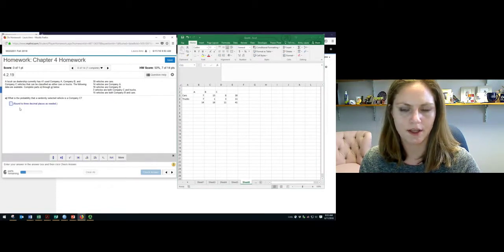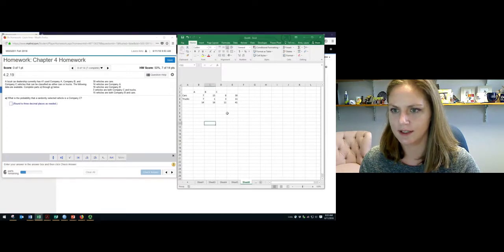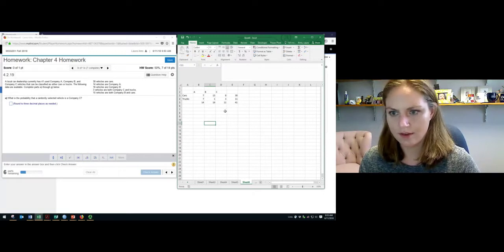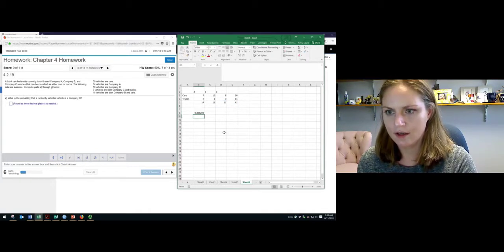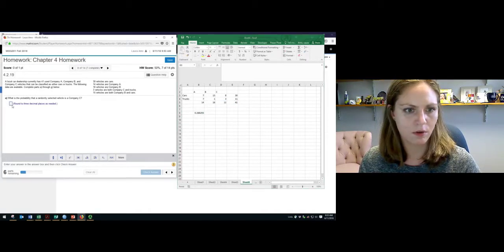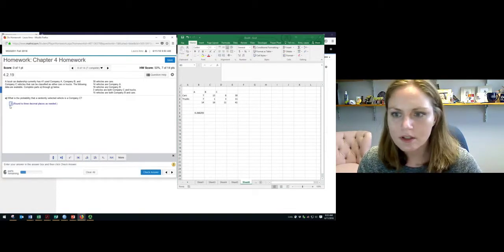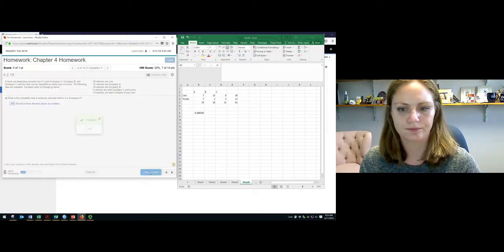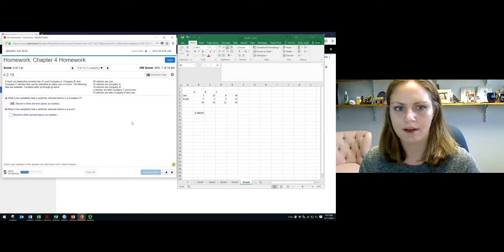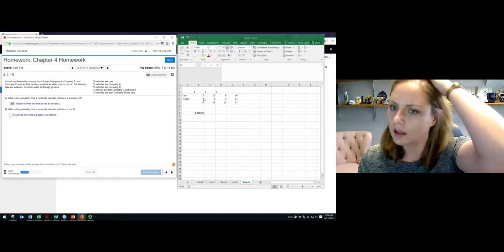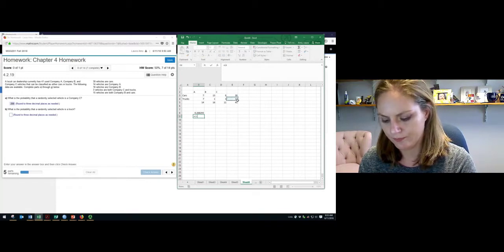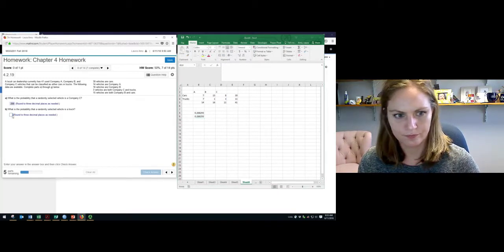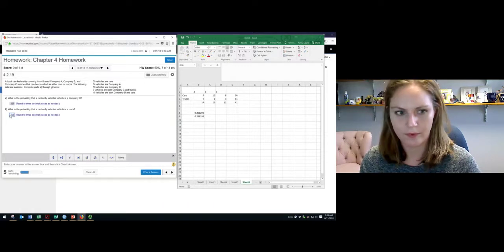So what is the probability that a randomly selected vehicle is company C? So of all the cars and trucks, 11 out of 41 are company C. So we just divide the total of company C into the overall total to get 0.268. What's the probability that a randomly selected vehicle is a truck? Total trucks are 11. Divide that into 41. Same value.